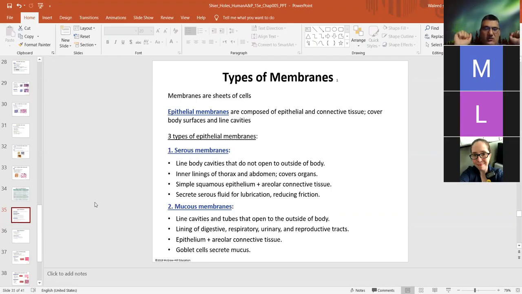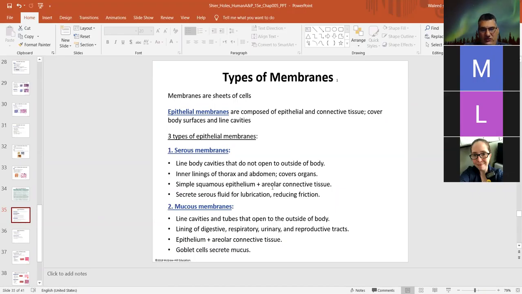So apply. What's the first type? Serous membrane. Why did you call it serous? Because it secretes serous secretion. What's a serous secretion? Watery secretion. The serous secretion is a watery secretion. This is where the name came from.